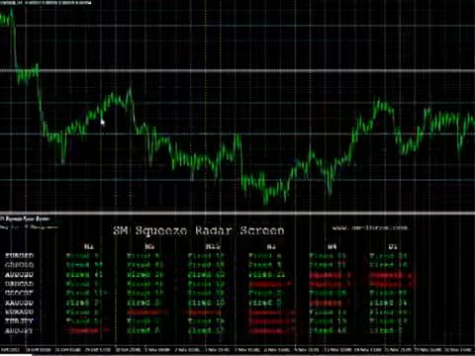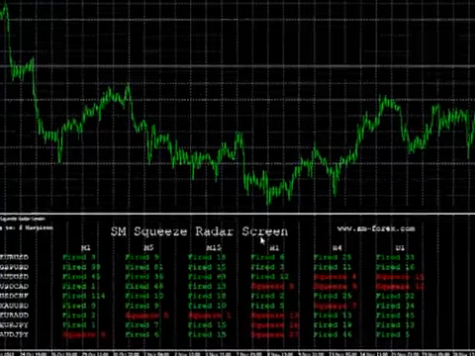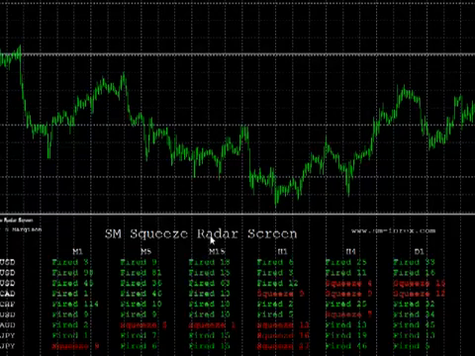To conclude, I'm going to give you a taster now of something very special. This has not been done on MetaTrader 4 before. This is my SM Squeeze radar screen. The problem I had was I wanted to watch a lot of currency pairs, but I couldn't watch 100 charts and say, oh, there's a squeeze going there, there's a squeeze firing off there, there's a squeeze firing off on that one. It's just not practical.